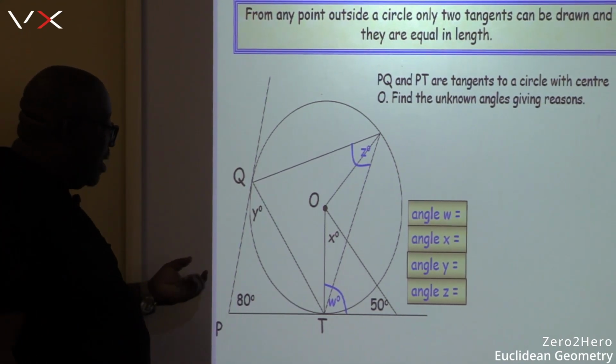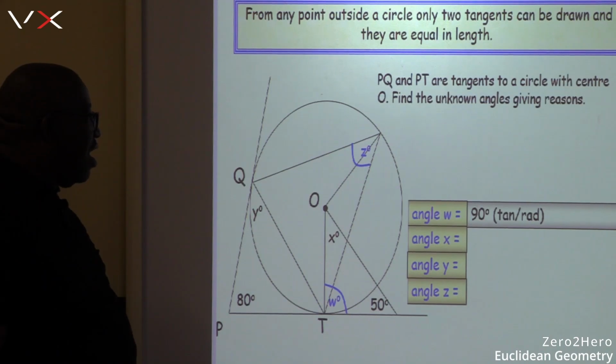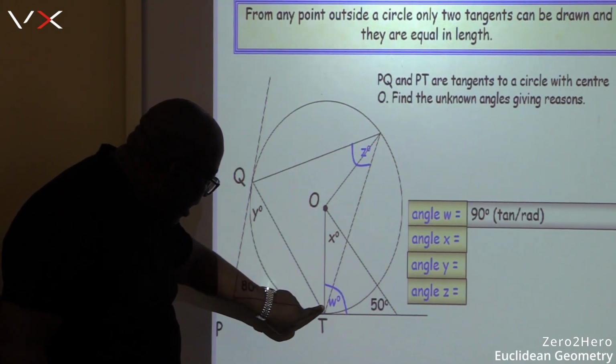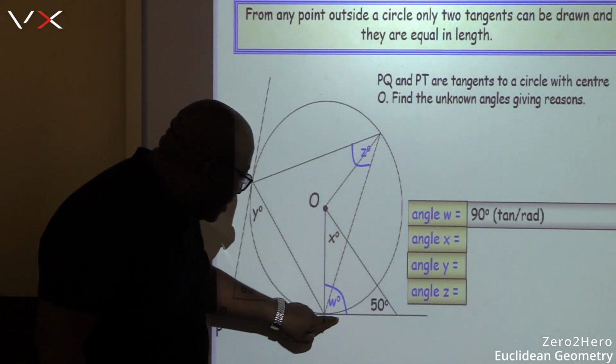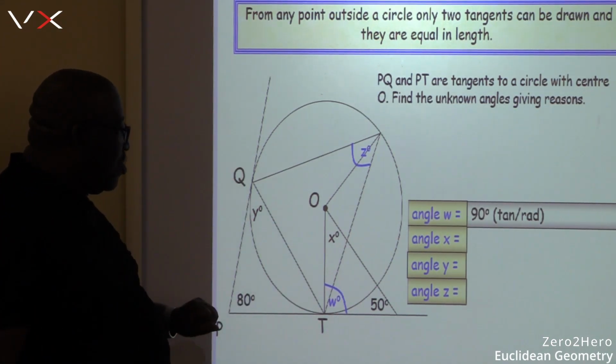So that's how we'll go about finding the value of Y. In this case, I've used the tan radius theorem. Okay, in fact, they want us to find W first. Let's look at it. This is a radius going here, and this is a tangent. So this value here will be 90 degrees. All right, that's fine. So I've already shown you how to find Y.